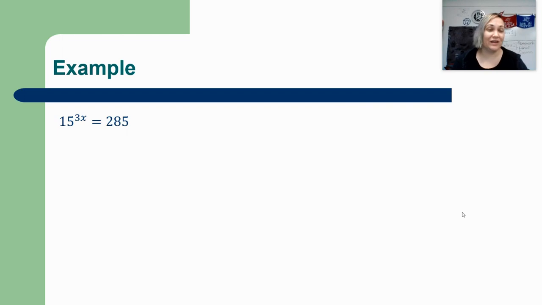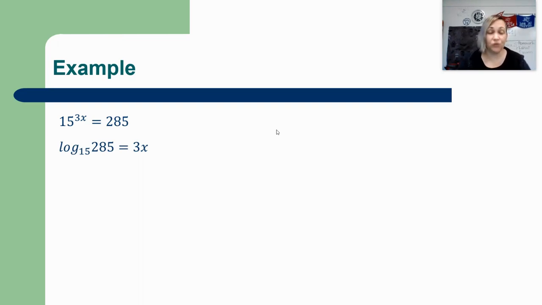All right, so here again, I have an exponential equation, 15 to the power of 3x equals 285. And I am not able to rewrite 285 as 15 to a power. And so I'm going to have to use logs for this problem. So I'm going to rewrite this in logarithmic form, and it's the log base 15 of 285 equals 3x. So make sure that you keep your exponent all together. Log base 15 of 285 equals 3x.